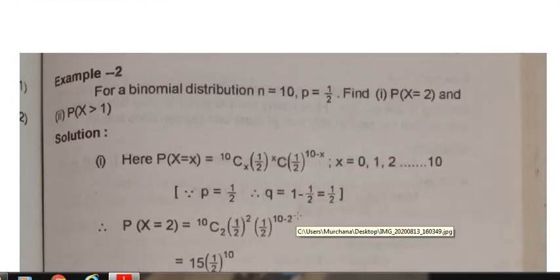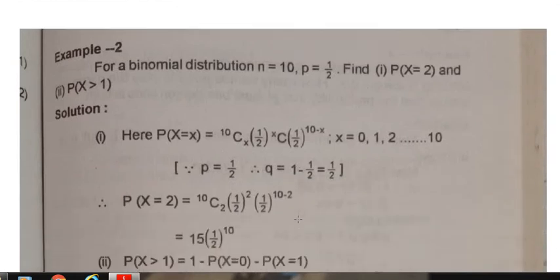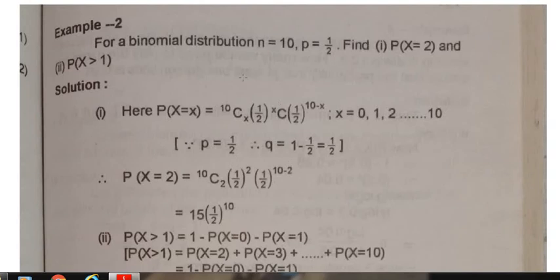Let us take another example of binomial distribution. For a binomial distribution, n is 10 and p is half. Find the probability of x equals 2 and the probability of x greater than 1. We know that the probability mass function of the binomial distribution is nCx p^x q^(n-x).